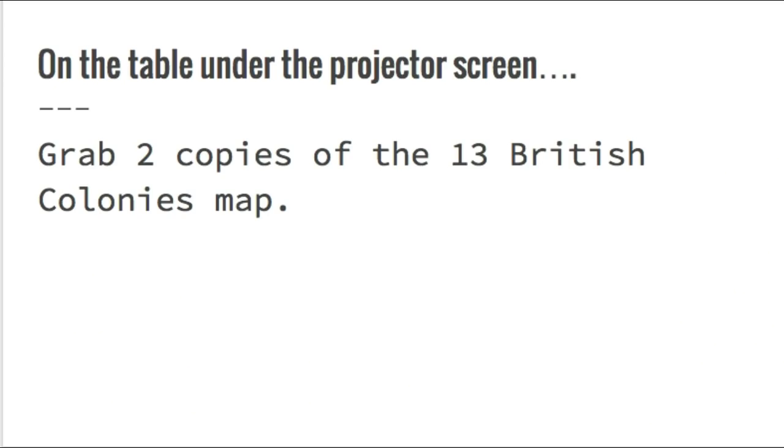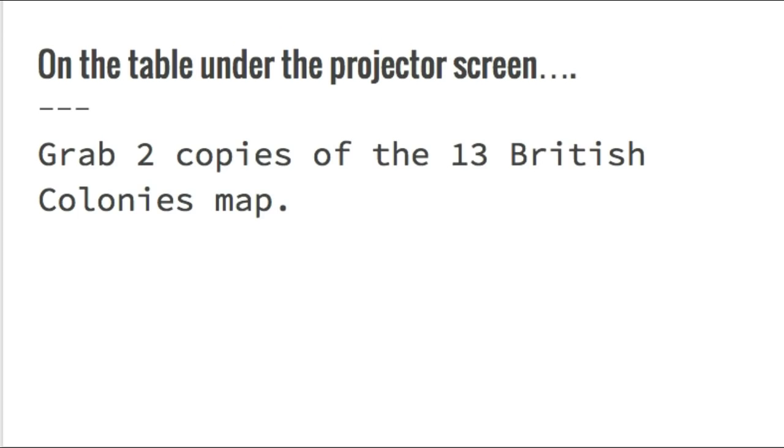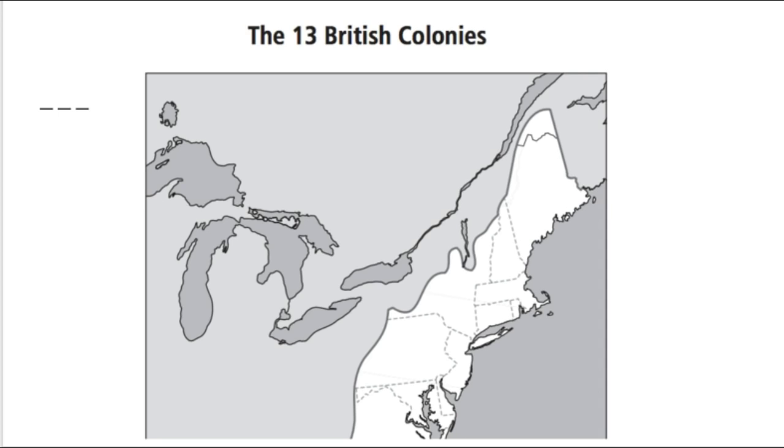All right, the next thing you need to do is on the table under the projector screen, you need to grab 2 copies of the 13 British Colonies map that looks like this. So again, that's 2 copies. All right, grab that, play this video when you're done.